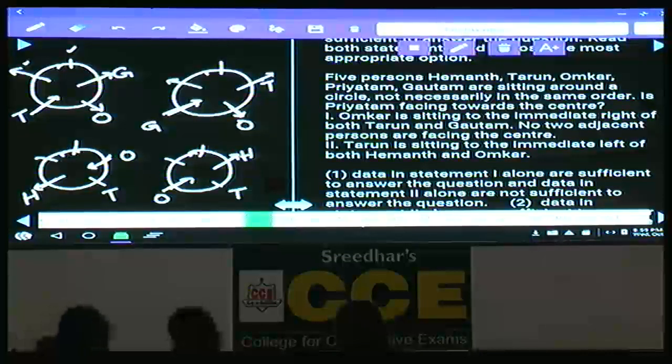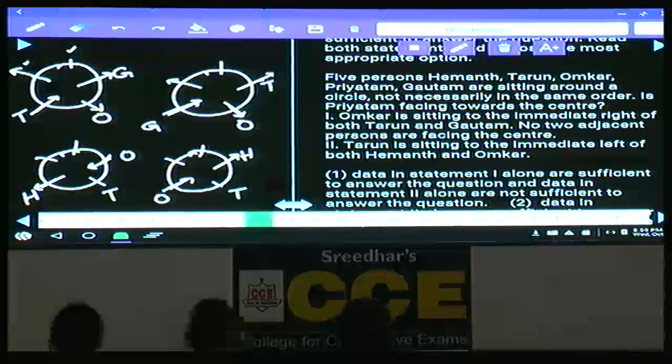Then by combining these two. Now let us combine condition number 2 with condition number 1. Tarun is sitting to the immediate left of both Hemant and Omkar. In this case, Tarun is to the immediate right-hand side of Omkar rather than the left-hand side, and this case is ruled out.